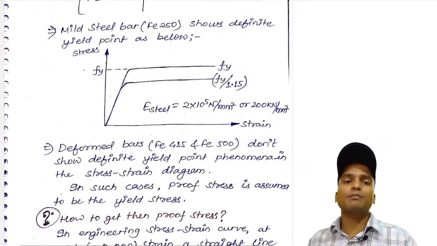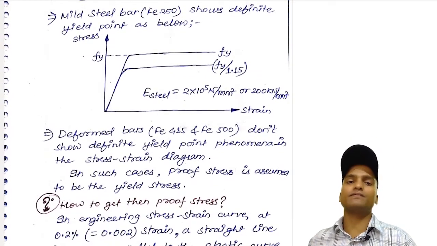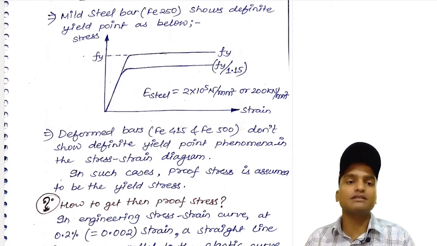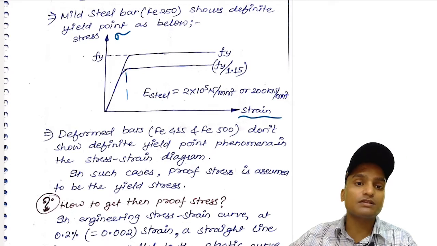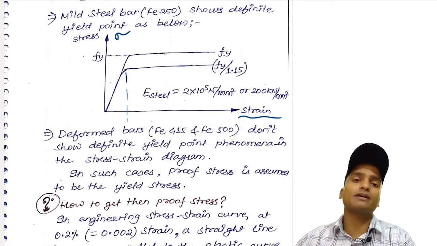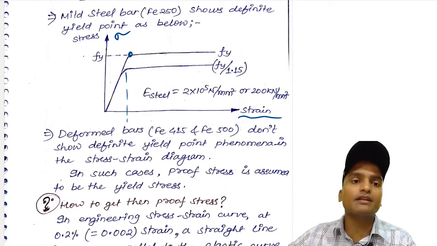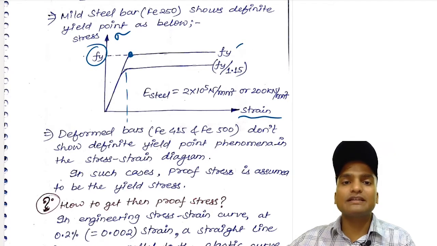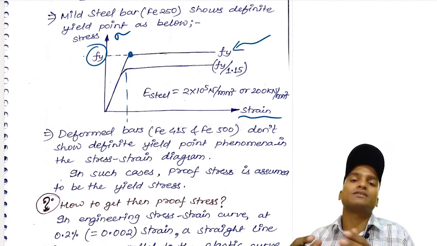So if you talk of the mild steel bar Fe250, it shows a very definite yield point, as you can see in the curve below. This one is the elastic zone, followed by a plastic zone, and we can clearly demarcate the yield point, and the value we can easily get. So this is the characteristic strength of steel.